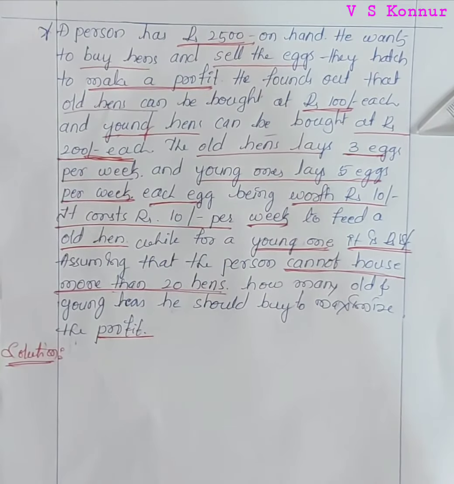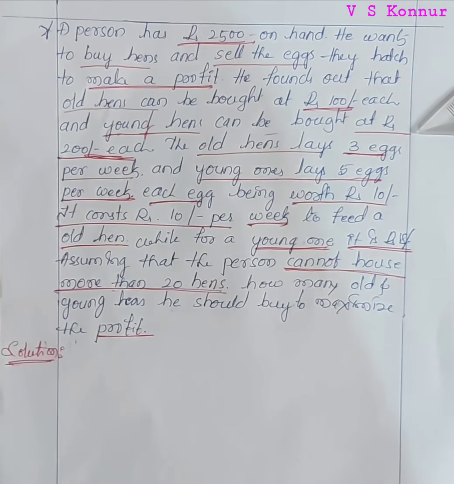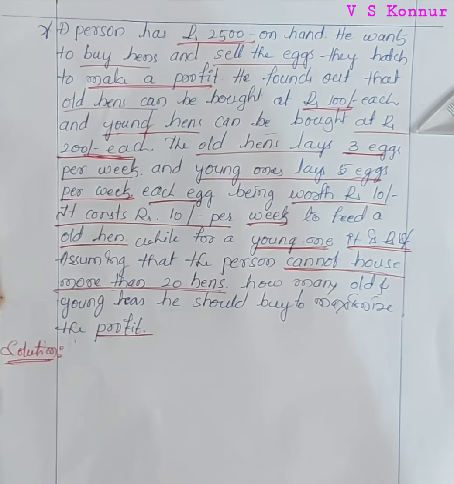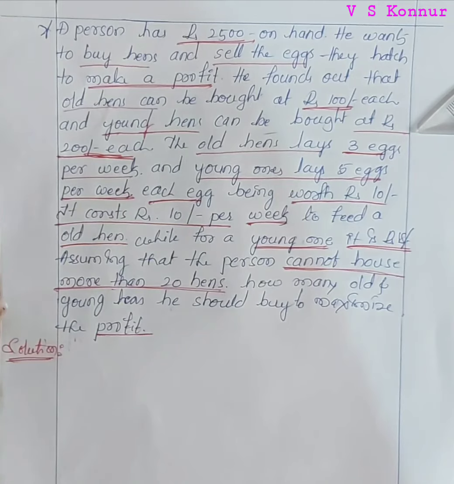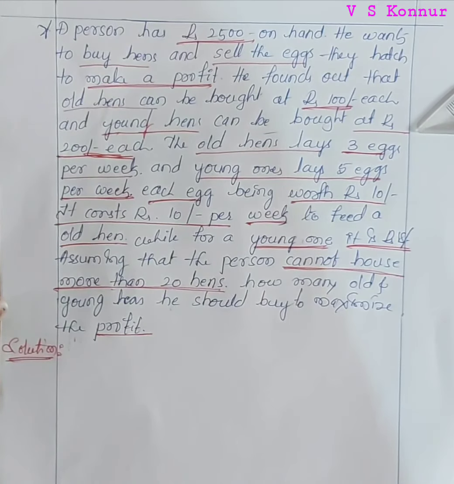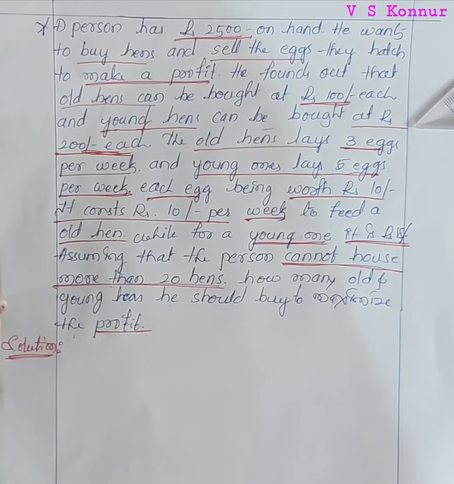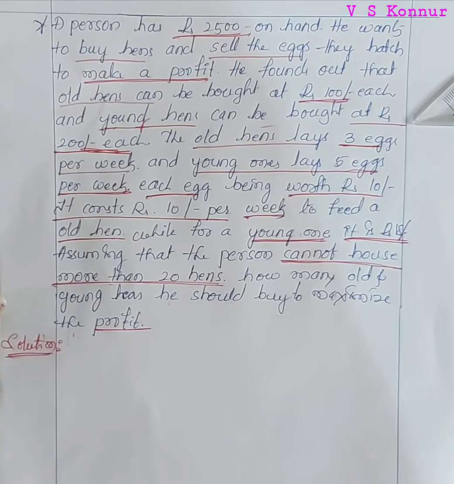Next problem. A person has 2500 on hand. He wants to buy hens and sell the eggs. He has to make a profit. He found out that old hens can be bought at rupees 100 each.